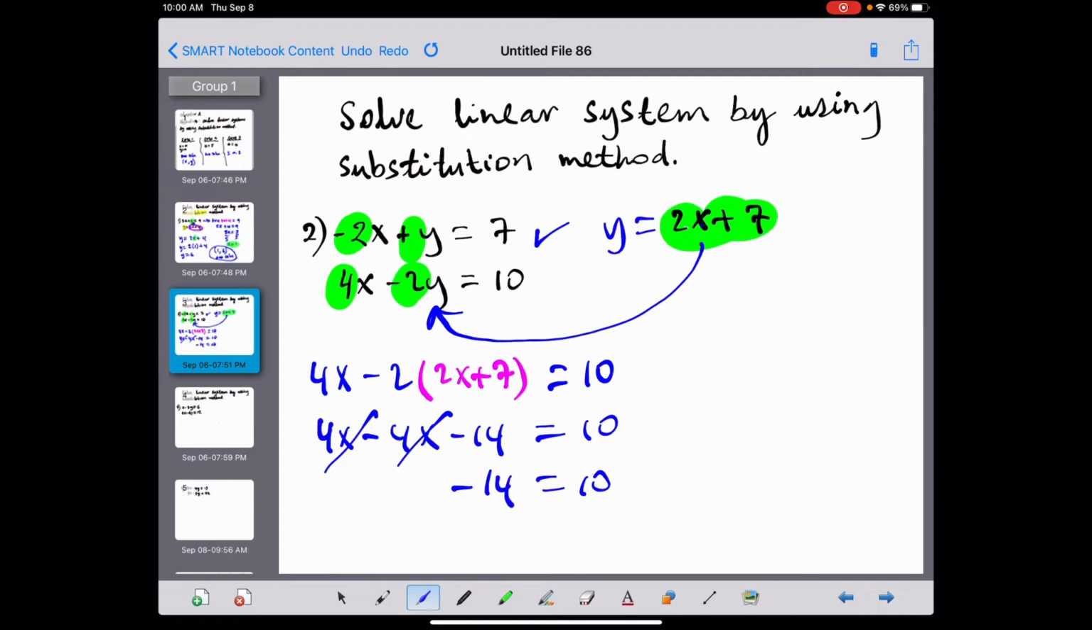Why? Because, look, -14 equals 10. That does not make sense, right? So our math is correct, and this does not make sense. Therefore, this is no solution. Okay, let's move on to number 3.